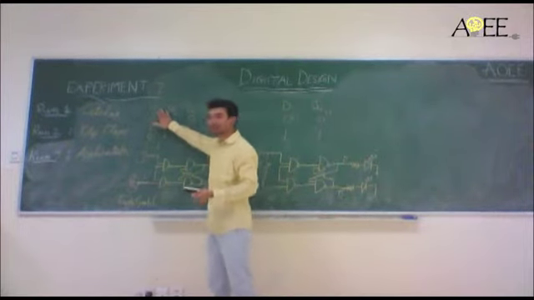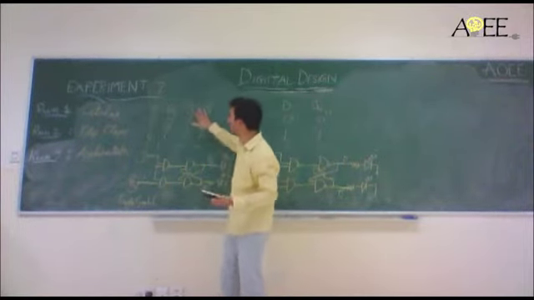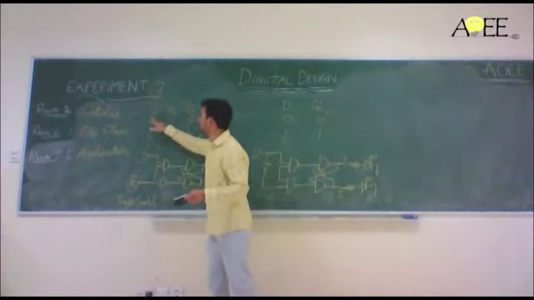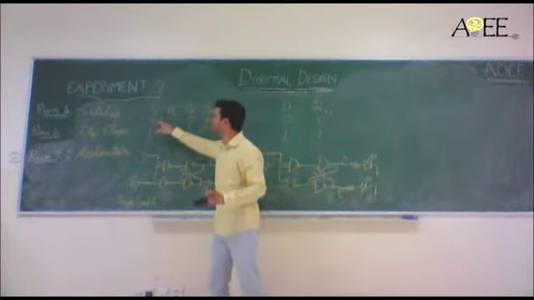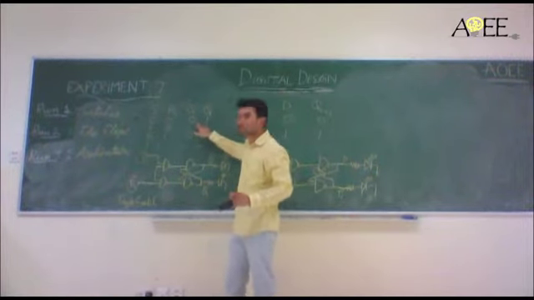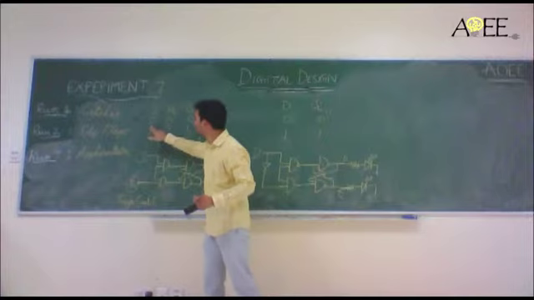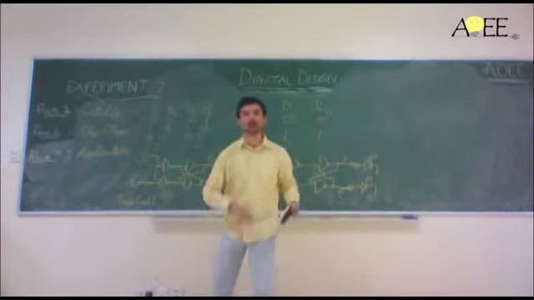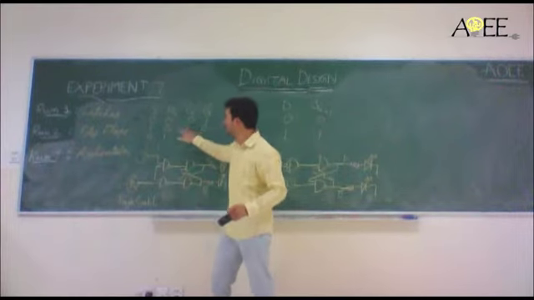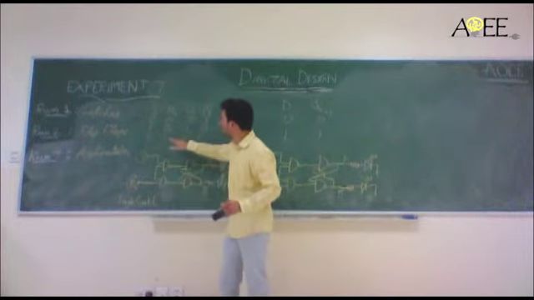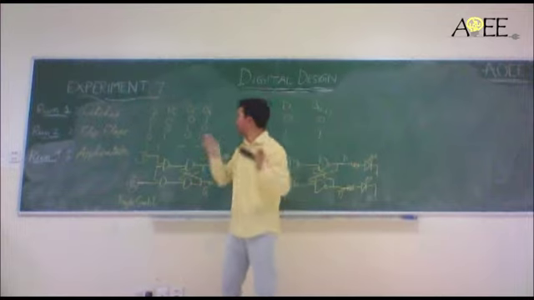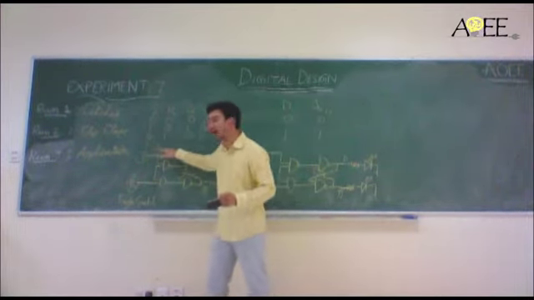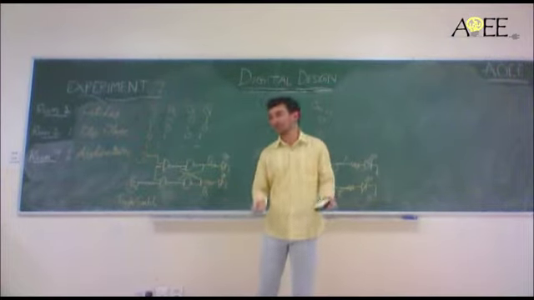You have S standing for set, R standing for reset, Q is the output, and Q bar is the inverse of that. So, if set is 0, reset is 0, then output is 0. If set is 1, R is 0, that means I have set my output to 1, so the output is 1. If set is 0, R is 1, that means whatever is my output, that is reset to 0. And if set is 1, R is 1, then it is an indeterminate state.